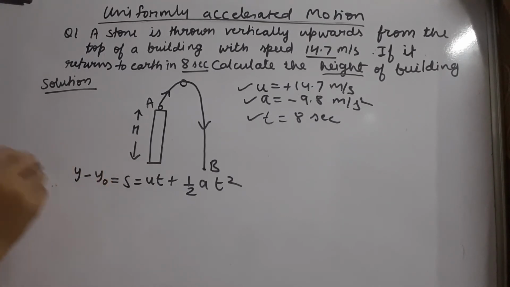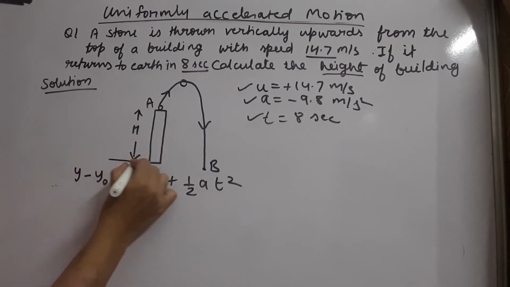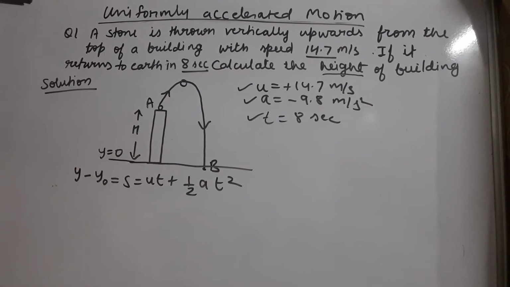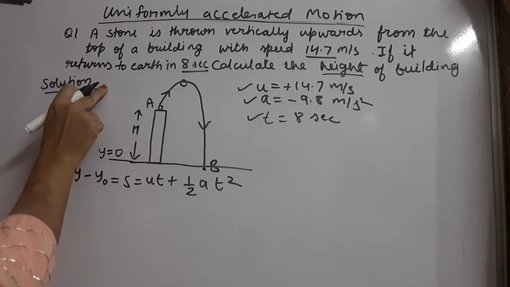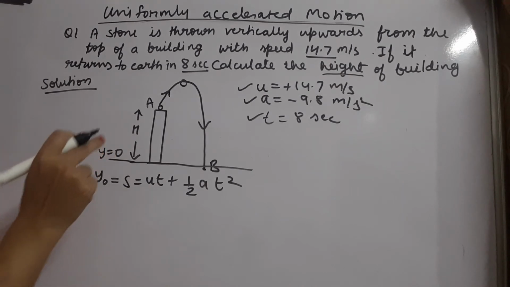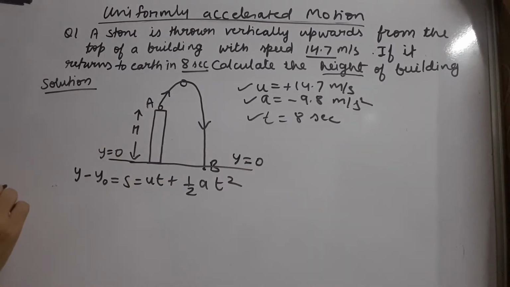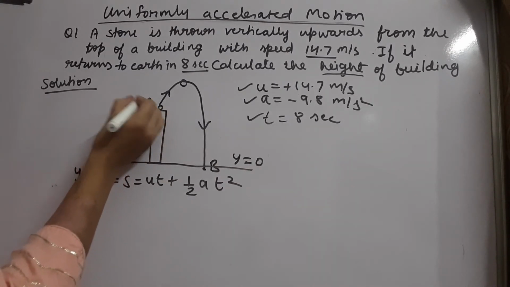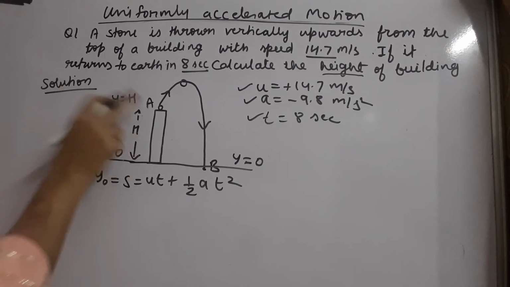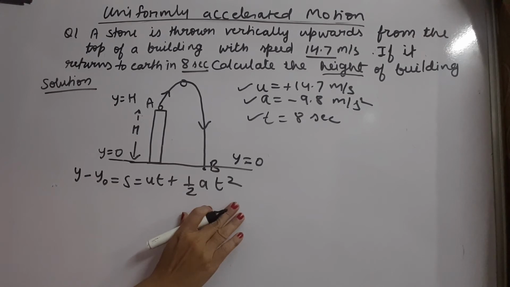Now let us assign the y values. If the ground position is 0, we will call it y equal to 0, and this way the y coordinate is increasing. So what is the position y at point B? That is y equal to 0 because it is the point of ground. And what is the y coordinate of A? y equal to h, because this is h height at position A. Now we have to apply all the data here.